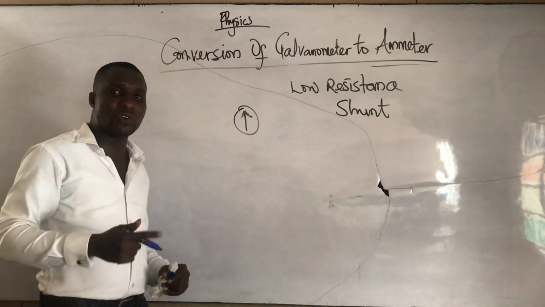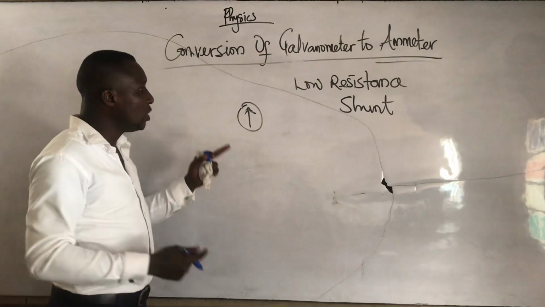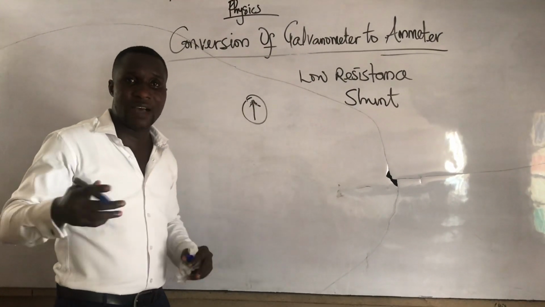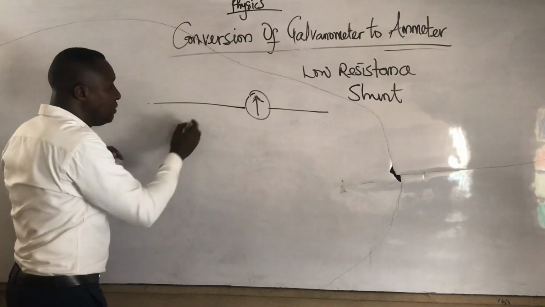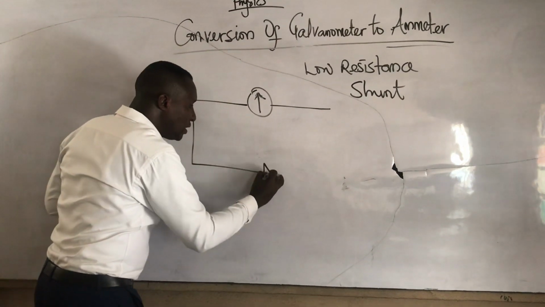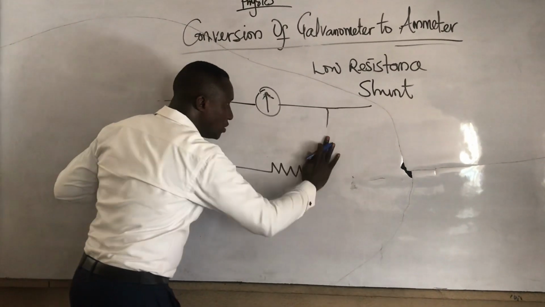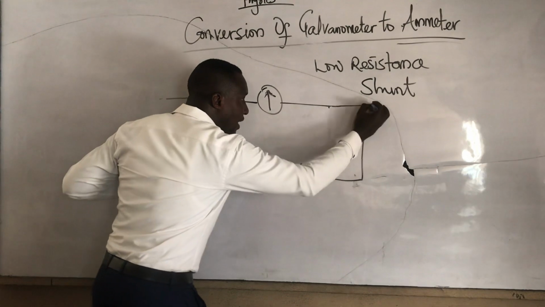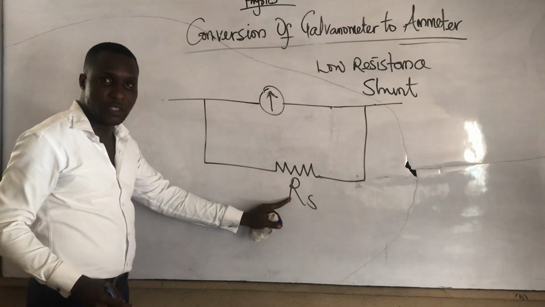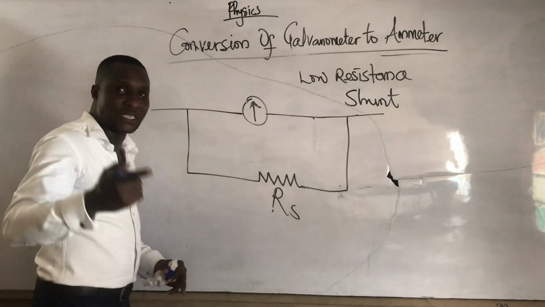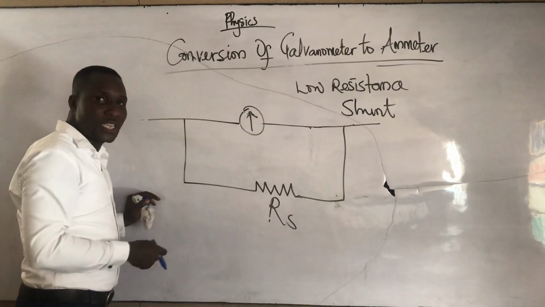To convert galvanometer to an ammeter, a shunt is needed, which is a low resistance wire, which must be connected in parallel to a galvanometer. When you have a galvanometer, for this galvanometer to be converted to an ammeter, a shunt is needed, which is a low resistance wire, known as shunt, R_S. The shunt must be connected in parallel to the galvanometer.